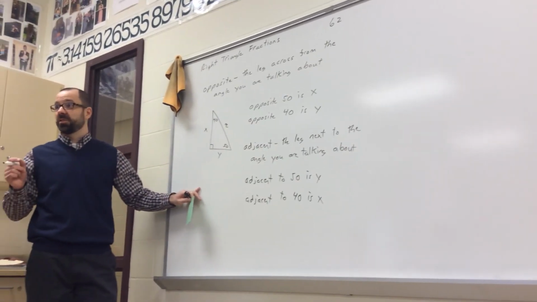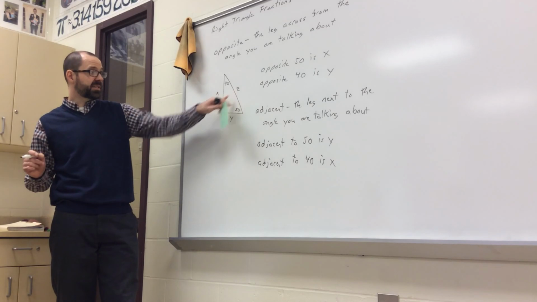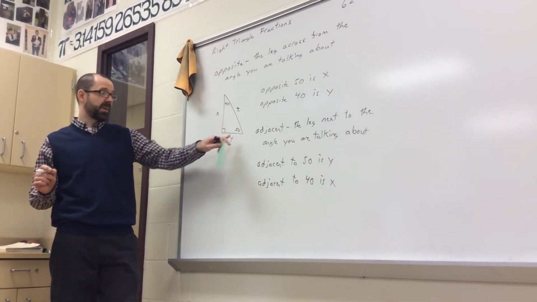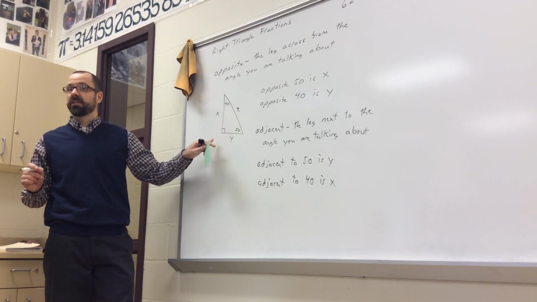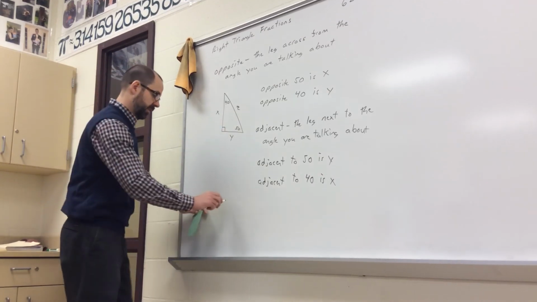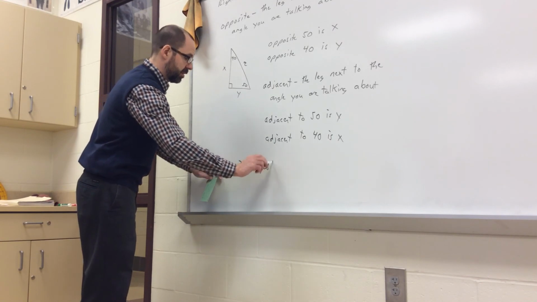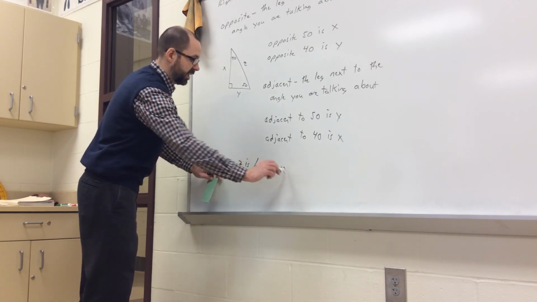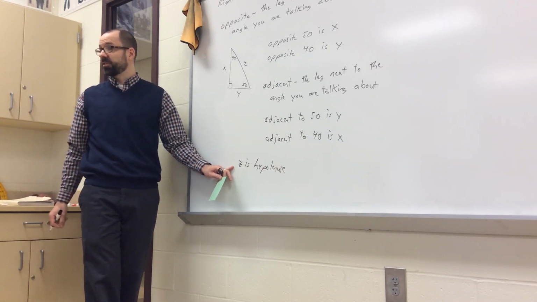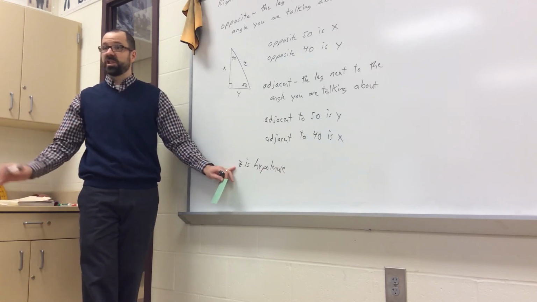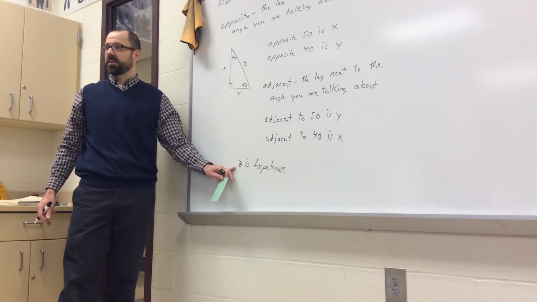Okay, now here's the good news, though. Hypotenuse never changes. So Z is the hypotenuse. It doesn't matter which angle you're referring to. Z is across from 90, so Z is hypotenuse. So opposite and adjacent can change depending on the angle you're referring to, but hypotenuse doesn't change. It's Z in this picture, always across from the 90.